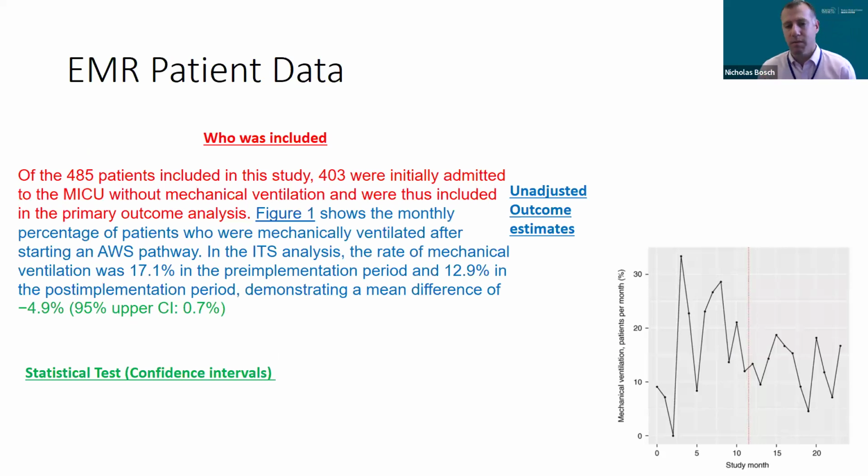And so then this is what we wrote. Again, in red, it's how many people were included. So this is your assessment of who's the population that you're interested in. And then in blue, we reported just the percentage of people per month, and you can see it in this graph here, that experienced the outcome. So unadjusted analysis, no comparison, just reported the percentage of patients who experienced the outcome per month.